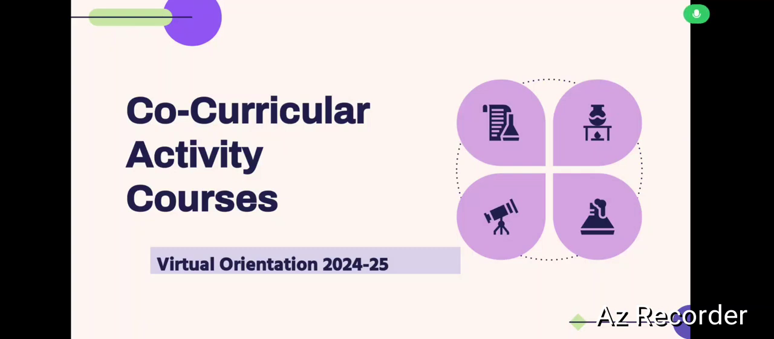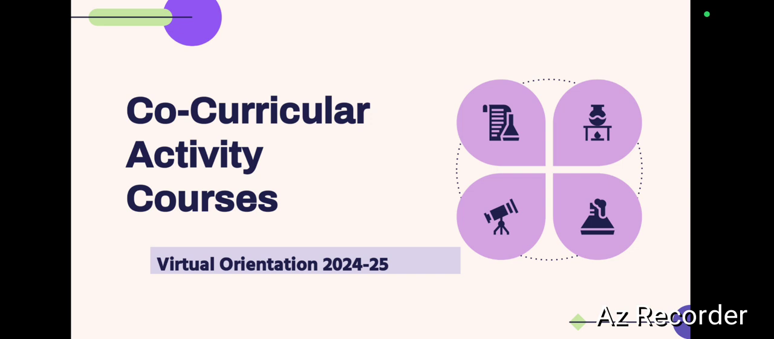Dear students, I welcome you all to this virtual orientation on co-curricular activity courses for the academic year 2024-25. I request you all to go through the complete video, as the first half of the video deals with all the courses that are offered for this academic year, including the course objectives and outcomes, and the second half of the video deals with the registration process, which is going to be in the online mode.